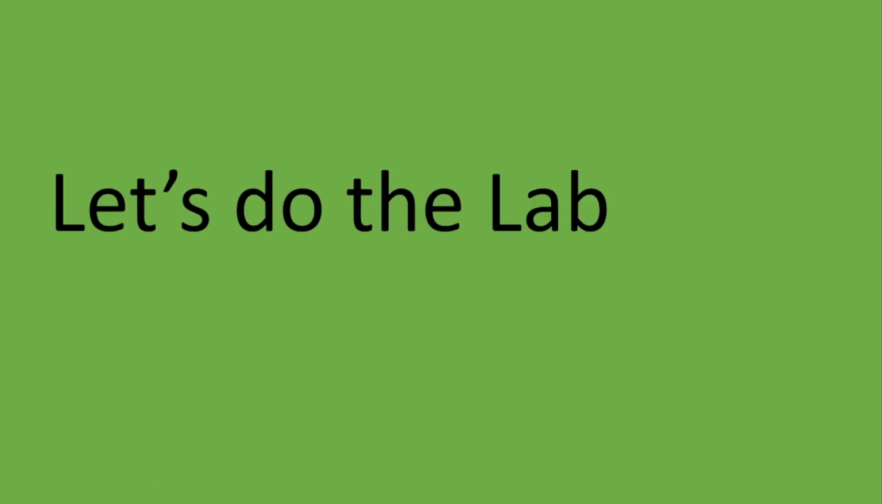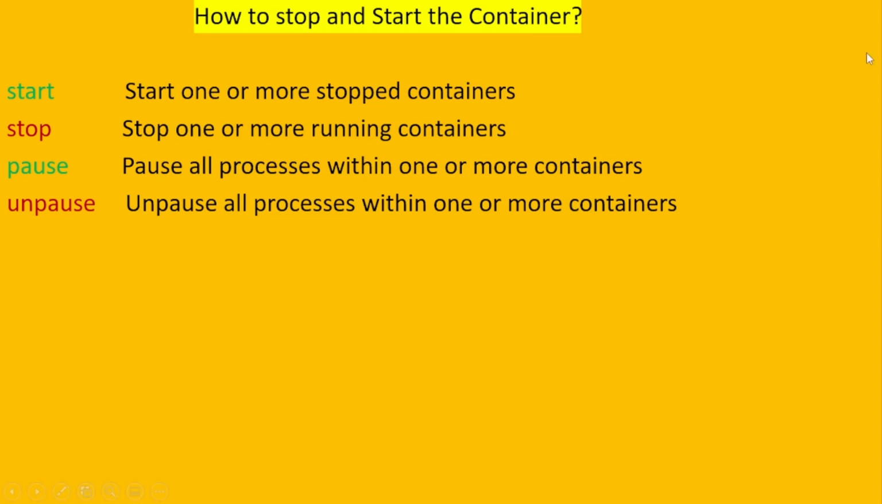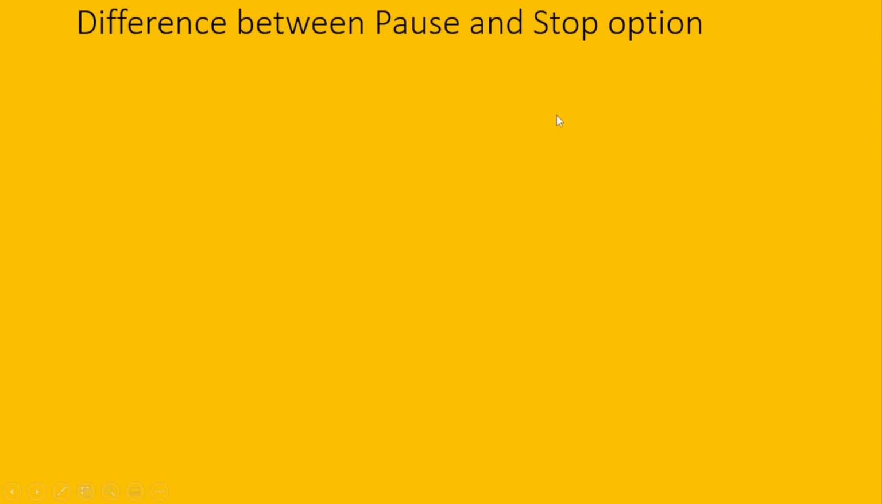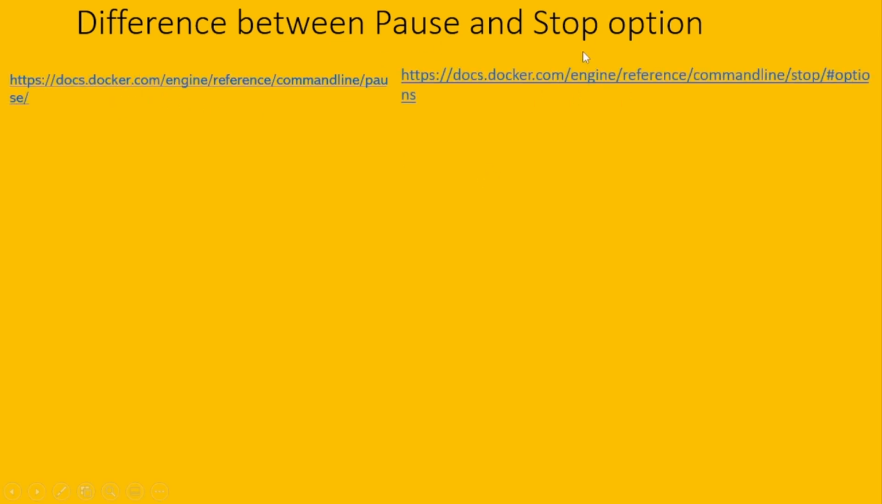So let's move forward. How do we stop the container? There are the commands stop, pause and unpause. There is a big confusion between stop and pause. So let's understand the difference between the pause and stop options. For pause we have a different URL, and for stop we have a different URL on the Docker website, so you can go through it.